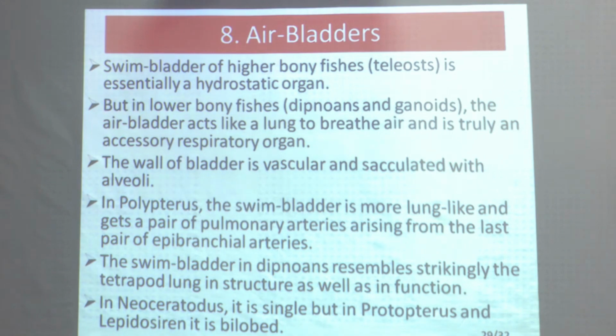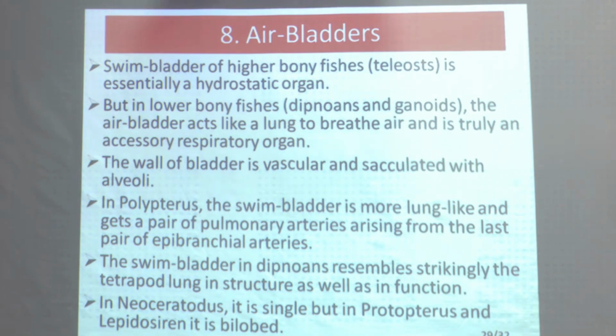The wall of the bladder is highly vascular and sacculated with alveoli. In Polypterus the swim bladder is more lung-like, just acting as a lung, and gets a pair of pulmonary arteries arising from the last pair of the epibranchial arteries. The swim bladder in dipnoans resembles strikingly the tetrapod lung.